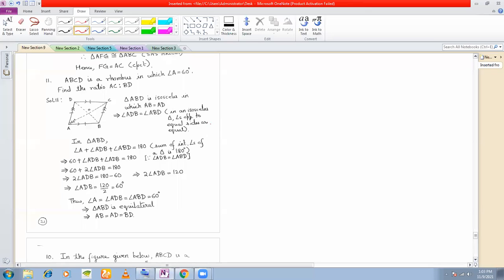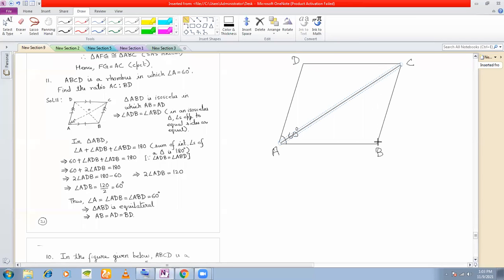The question here is: ABCD is a rhombus in which angle A is equal to 60 degrees. So let's draw a rhombus. Say this is your rhombus ABCD. The figure is not given to you, so you'll be drawing your figure on your own. This angle is given to you as 60 degrees. You need to find the ratio of the length of the diagonals, that is, the ratio of AC to BD. So you join these two.